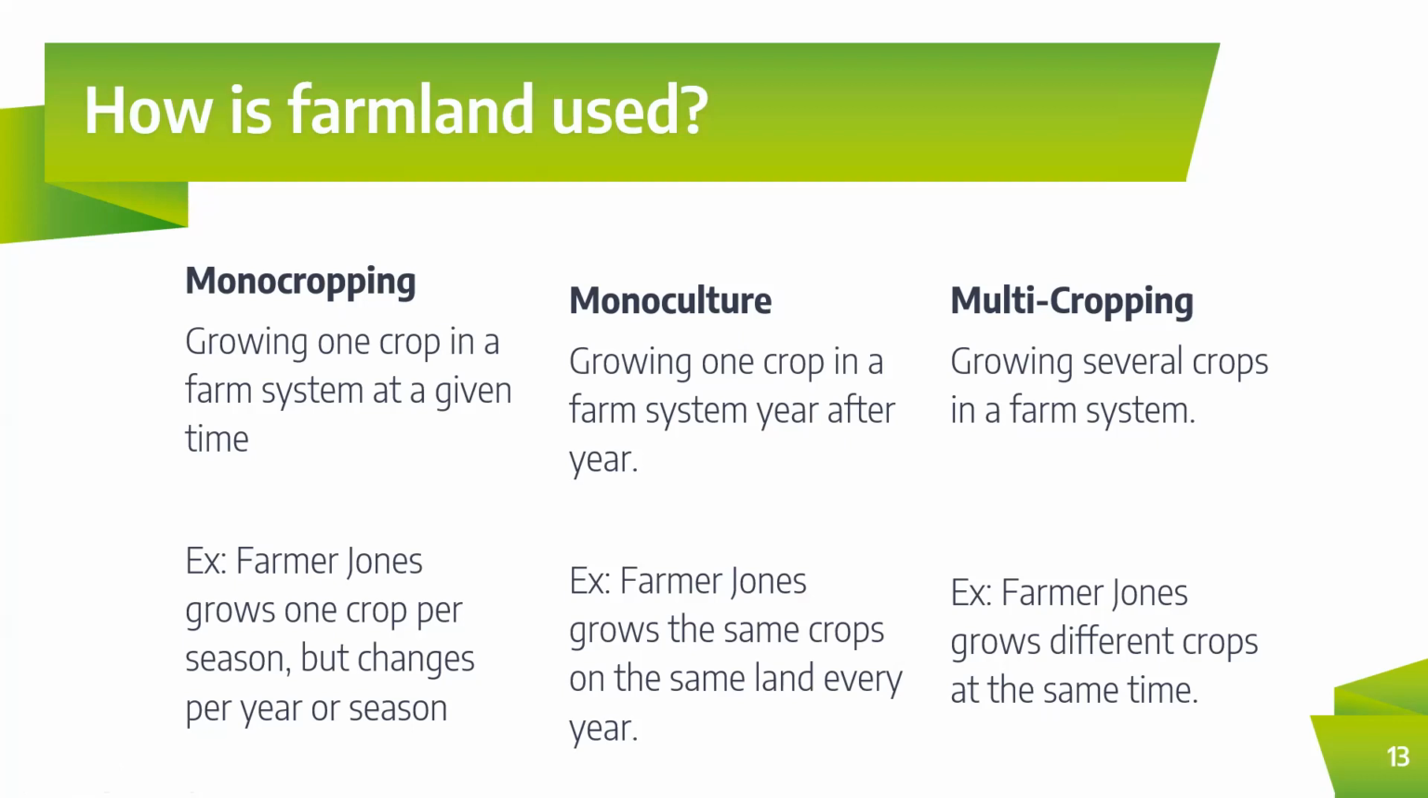So again, monocropping is growing one crop in a farm system at a given time. So for example, here, Farmer Jones grows one crop per season, but changes per year or season, right? And monocropping allows for specialization, simplifies cultivation, and maximizes efficiency. At least that's the goal, because you don't need a variety of equipment or other inputs to grow other crops. Growers choose a crop that is especially conducive to the environment available, and that also increases efficiency. Monocropping usually leads to high yields and increased sales, but there's a downside to this practice. It can strip nutrients from their soil, but then again, that's why farmers rotate.